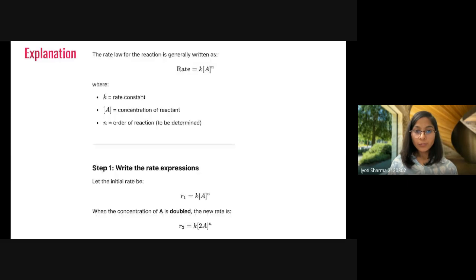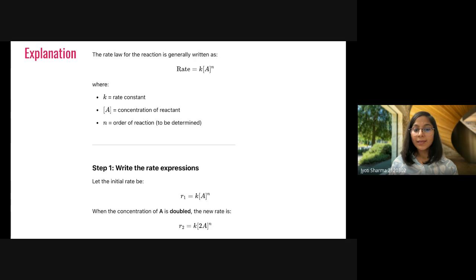So how can you do this? You know that rate is equal to k times the concentration, because here we have just one chemical species for the reactant, that is A. So A raised to power n. This is our general form of the rate law. And for the initial rate, R1 is equal to k multiplied by A raised to power n.